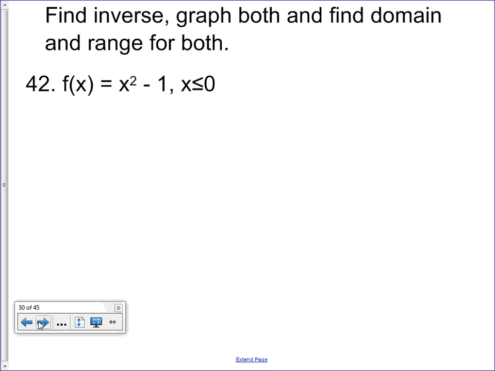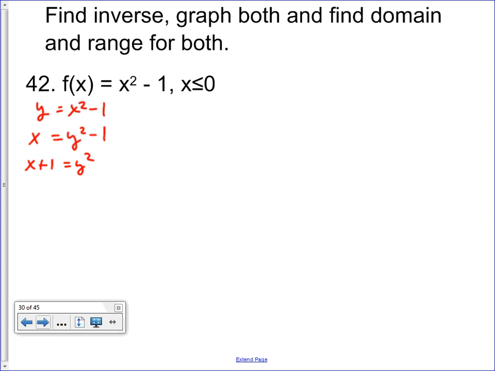We want to graph both of them, and we want to find the domain and range for both of them. Okay, so let's start by finding the inverse. So y equals x squared minus 1. Trading x and y, I get x equals y squared minus 1. Now we're going to move the 1 to the other side. So I have x plus 1 equals y squared.